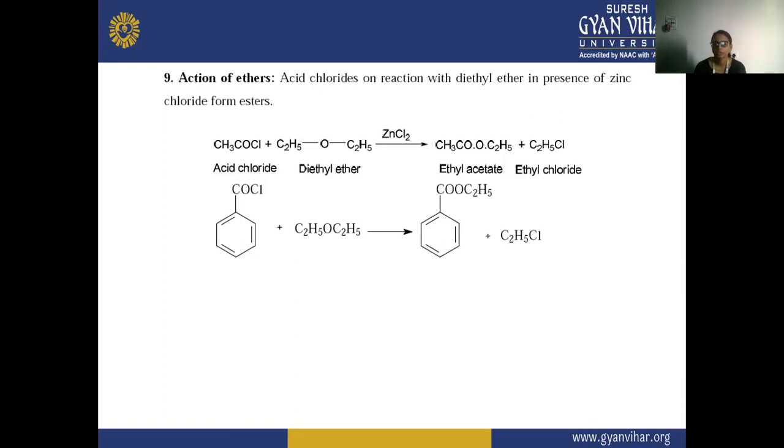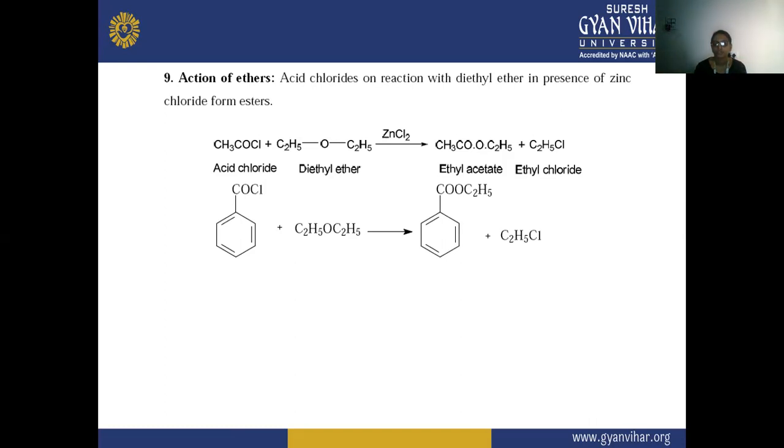So here in the reaction, you can see that CH3COCl plus C2H5OC2H5 is your ether, that is diethyl ether. This diethyl ether is reacting with the acid chloride in the presence of zinc chloride, and there is a formation of ethyl acetate plus ethyl chloride. So in this reaction, there is no formation of HCl, but there is a formation of ethyl chloride plus ethyl acetate.